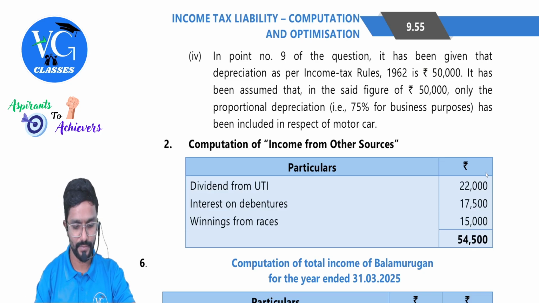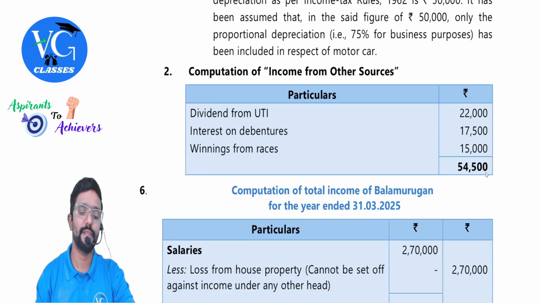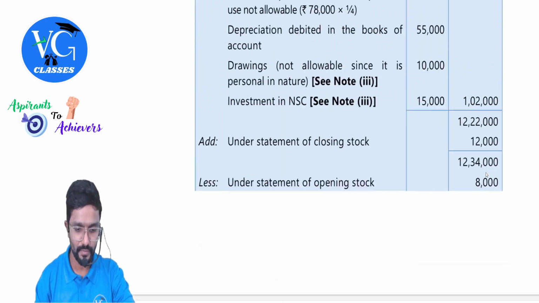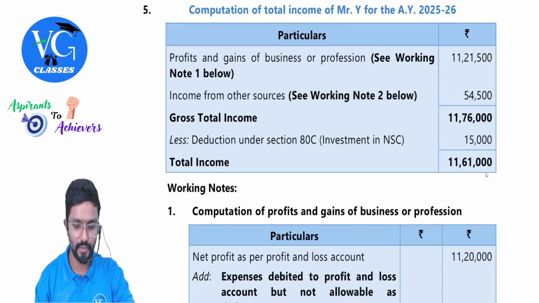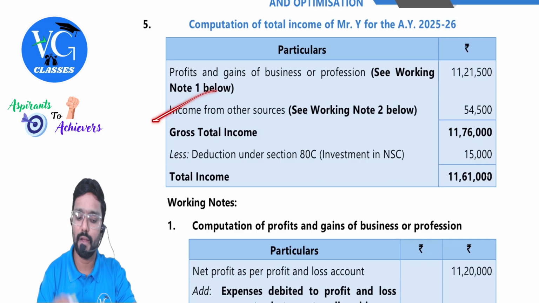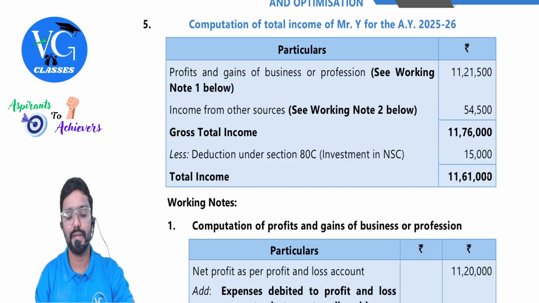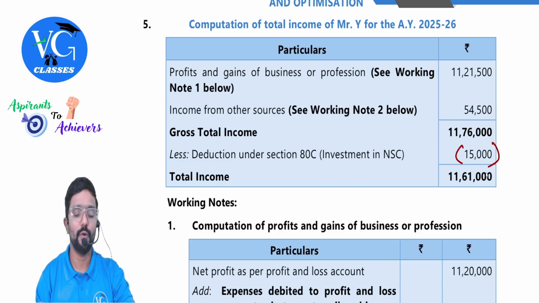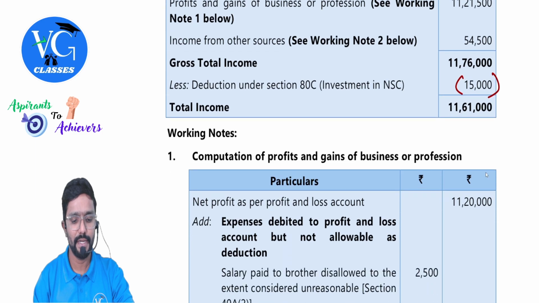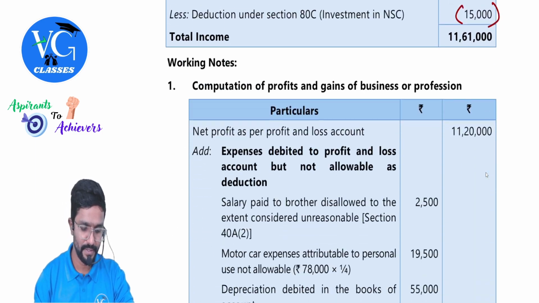Got it? Yes. So for other sources, we need to just add all three and take it. That's all. Okay, sure. So other sources, I already showed you, 54,500. So gross total income is 11,76,000. Deduction under 80C, that is for investment in NSC, 15,000. So that will give you a total income of 11,61,000. I guess they have asked only total income and not the tax liability. That's all.